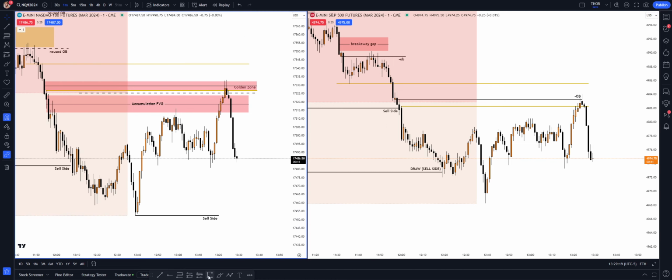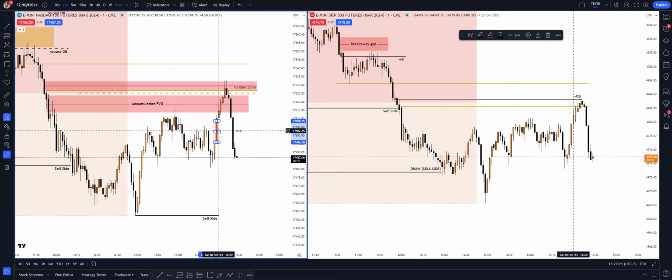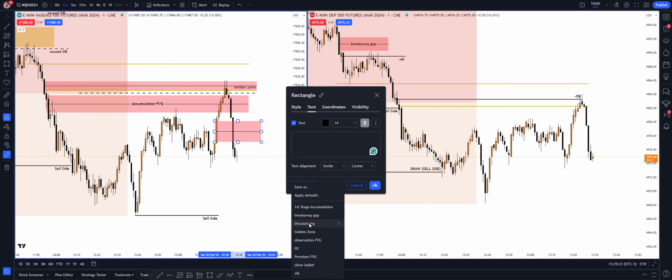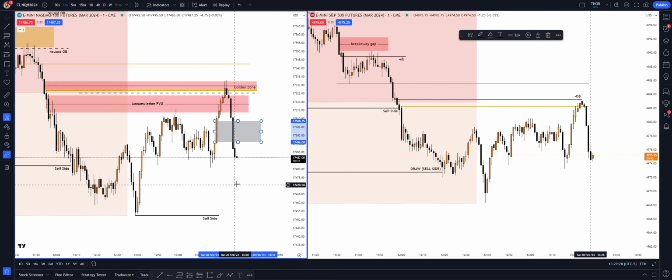Now let's take a look at this BPR and see if it gets a reaction there. If it reacts to this area.